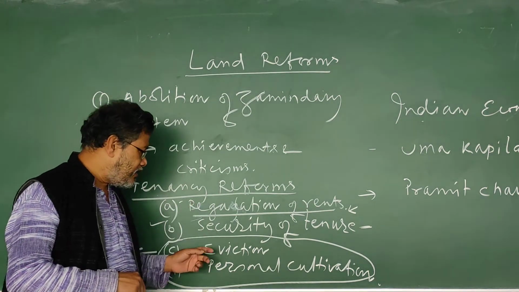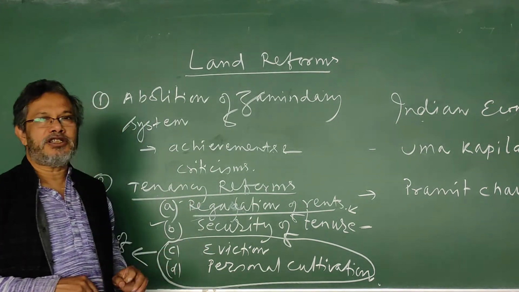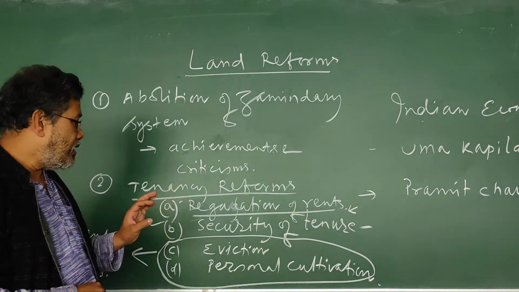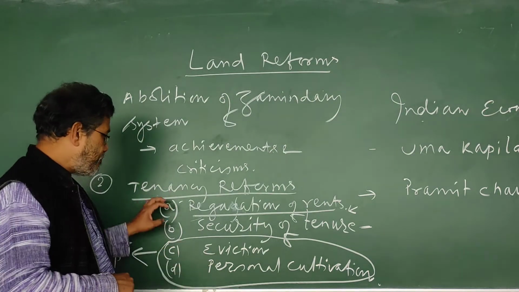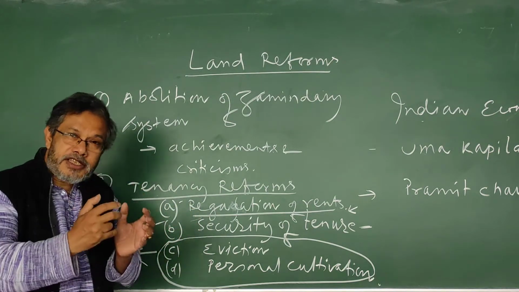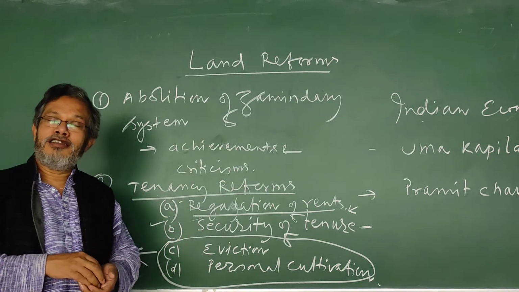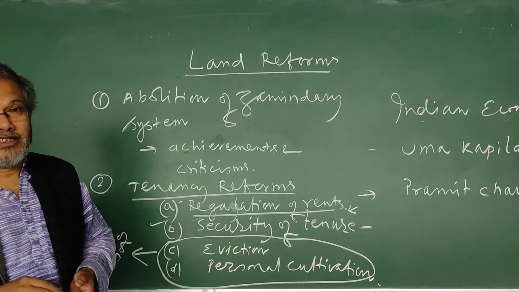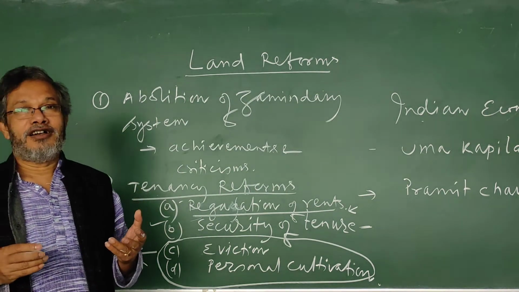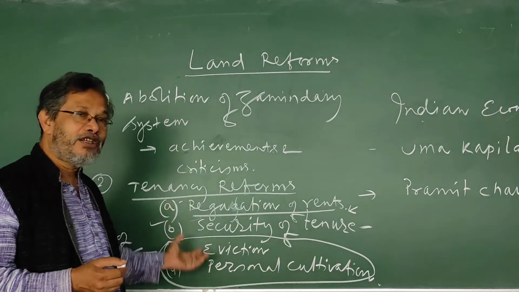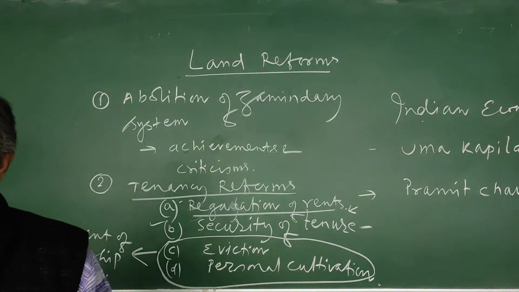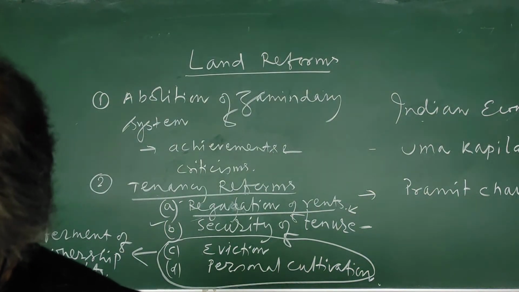And that's why this self-cultivation or personal cultivation has to be defined very clearly. Otherwise, in different states, self-cultivation or personal cultivation has been taken as a plea, and many Jamindars have evicted tenants and taken the land. That is the criticism about this eviction procedure. And here I would like to talk about one thing more, that is called eviction.